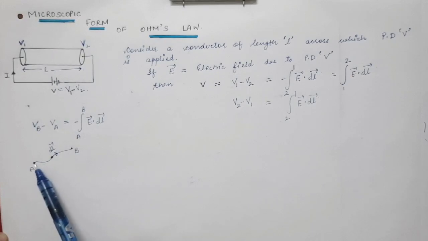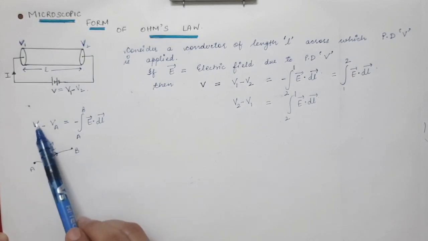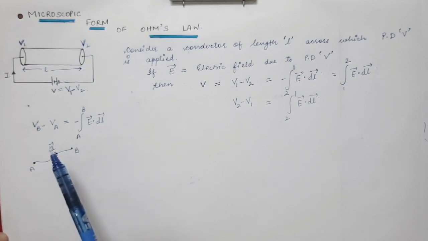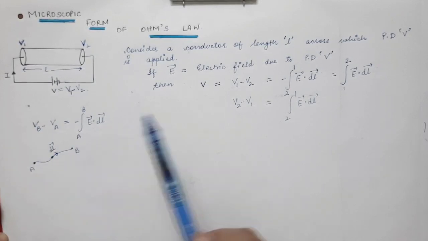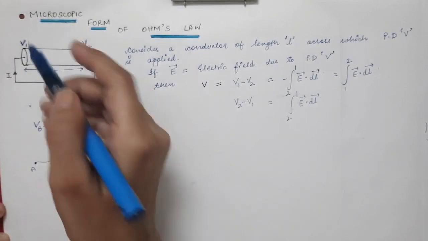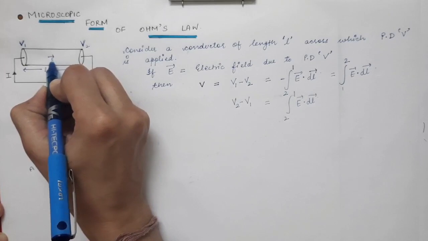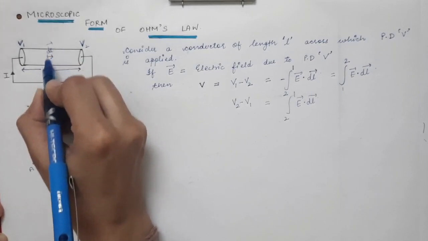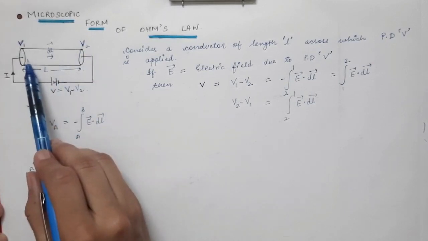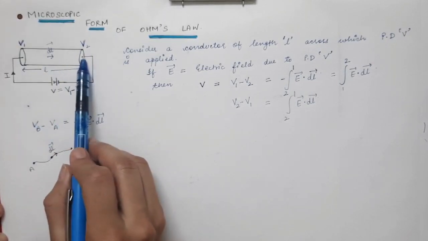So over here, as we were going from A to B, we found VB minus VA, that came out to be equal to this term. In this case, we are going from V1 towards V2. And what will be the length element? It will be in this direction. So DL vector will be in this direction.